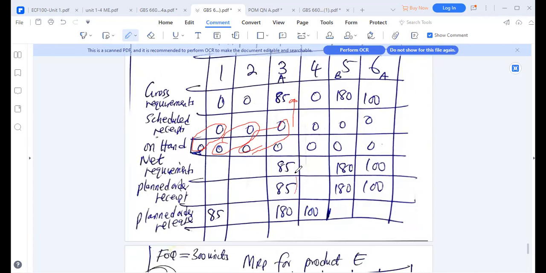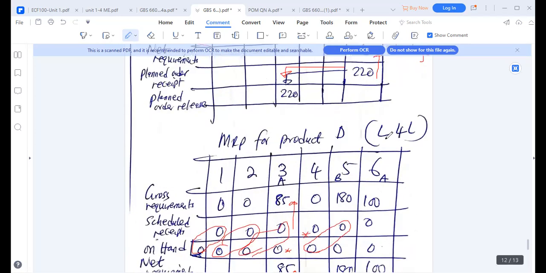So we have ordered this to meet the requirement of 85, then we are going to remain with a 0. Then 0 plus 0 to meet the demand of 0, we remain with a 0. 0 plus 0 to meet the demand of 180, we have the net requirement of 180. Now, this 180 is what we need to order when we are looking at lot for lot. Lot for lot means order the net requirement, so order NR.